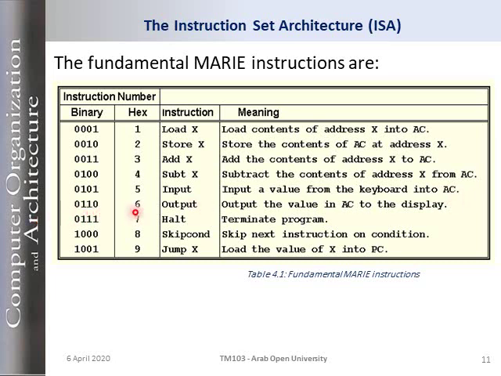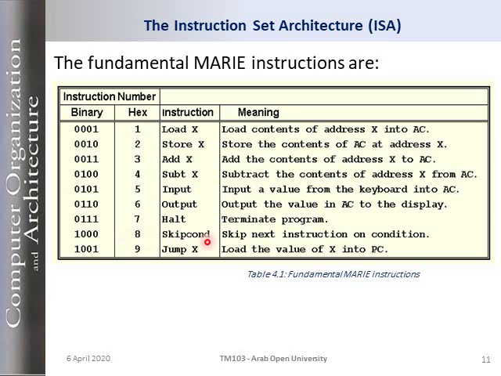Instruction number 6, output. Output the value in the accumulator to the display. So whatever we have in the accumulator will be displayed on the screen. Instruction number 7, this is the binary code of 7, is halt. Halt means terminate the program, end the program. Just end that program.